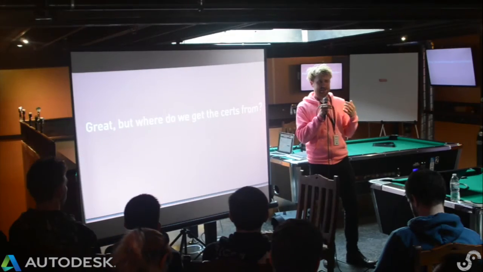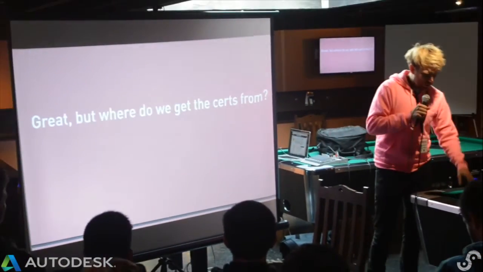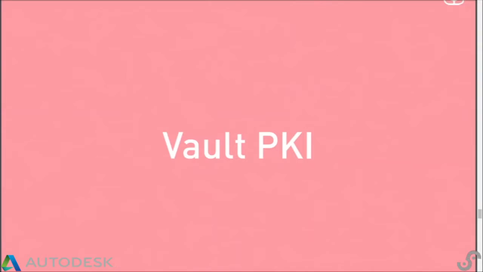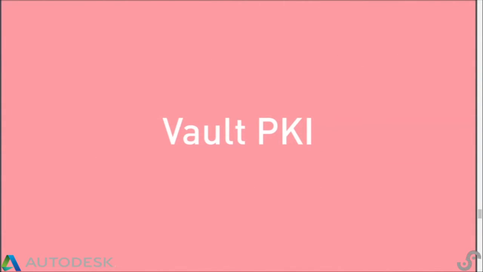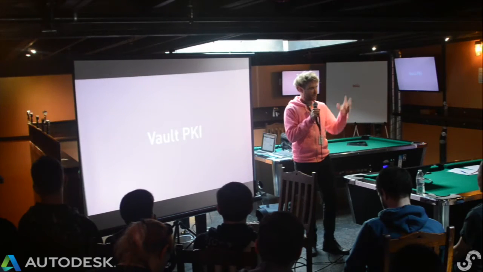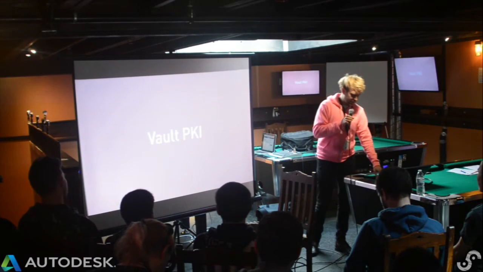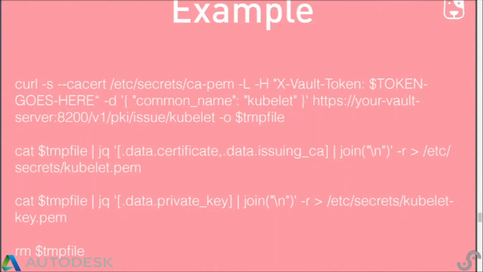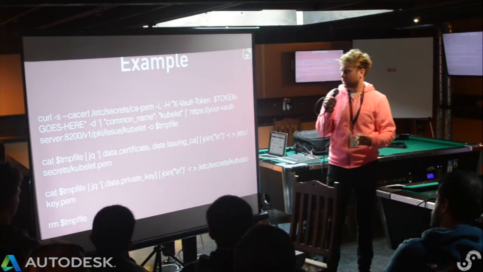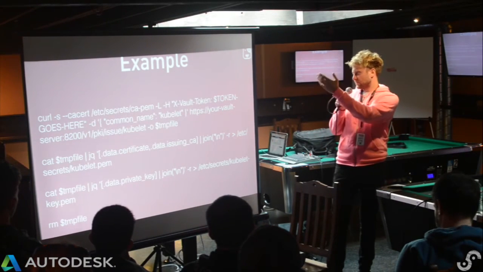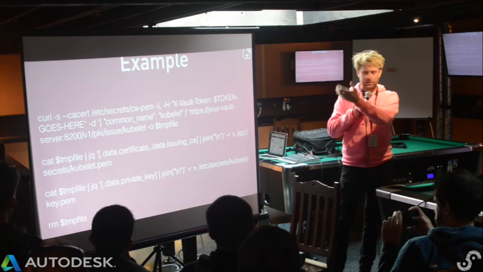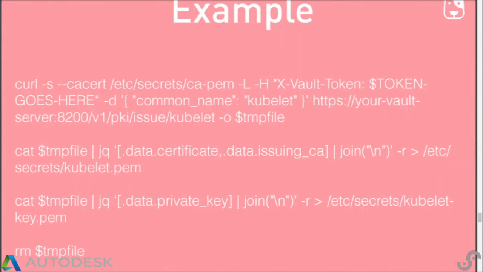But where do we actually get these certificates from? We get them from the Vault PKI. Once you've done all the painful work of setting up Vault and the Vault PKI, which, as I mentioned, is a whole separate talk, then it's as easy as this. You just do a simple curl, include your Vault token there, and specify what you want the CN, the common name, to be. In this example, we're grabbing one for the kubelet, catting this to a temp file, doing a little parsing, and then removing that temp file.